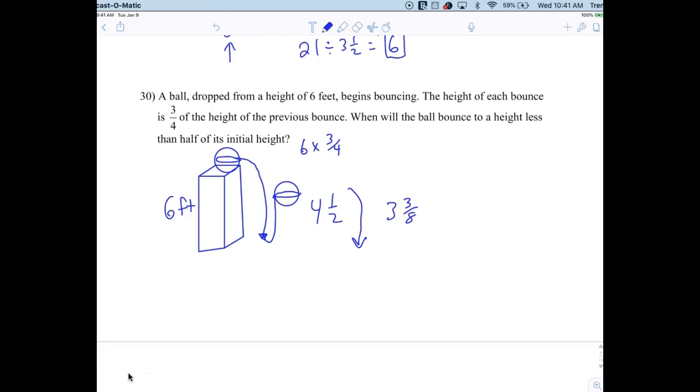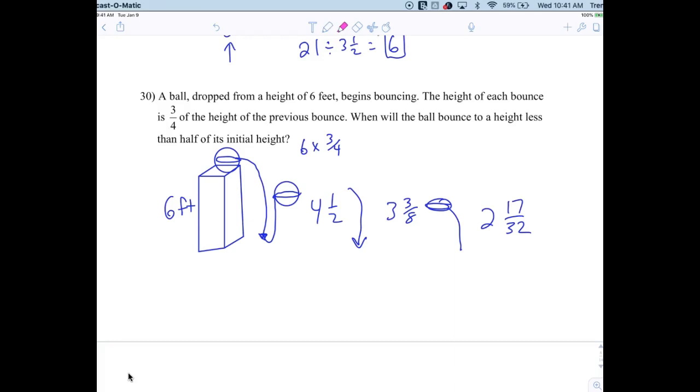Once. So now it's going back up to 3 3/8, and now it's got to hit the ground again. And so on your calculator, just go times 3/4, and what number is this now? 2 17 over 32. So it was 3. Yay. Thank you. It was 3. All right, so I'm very happy with those, you guys.